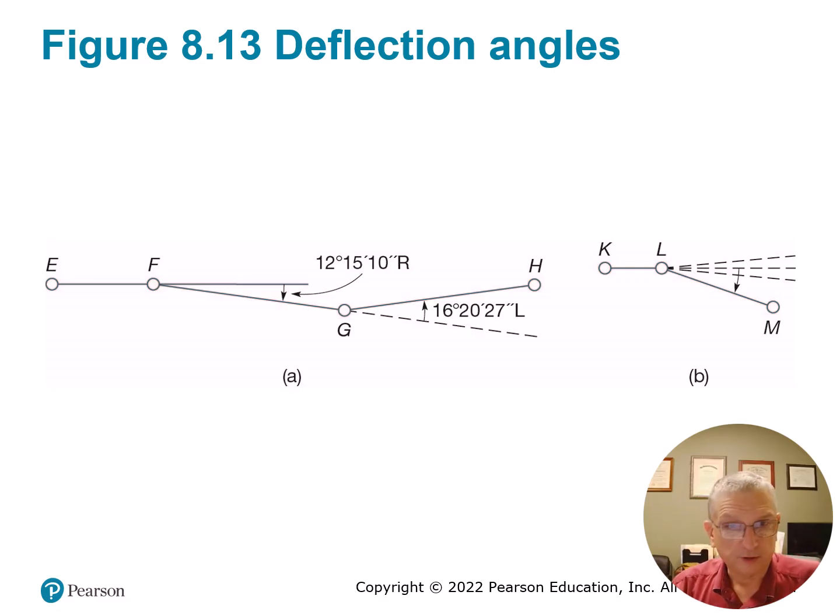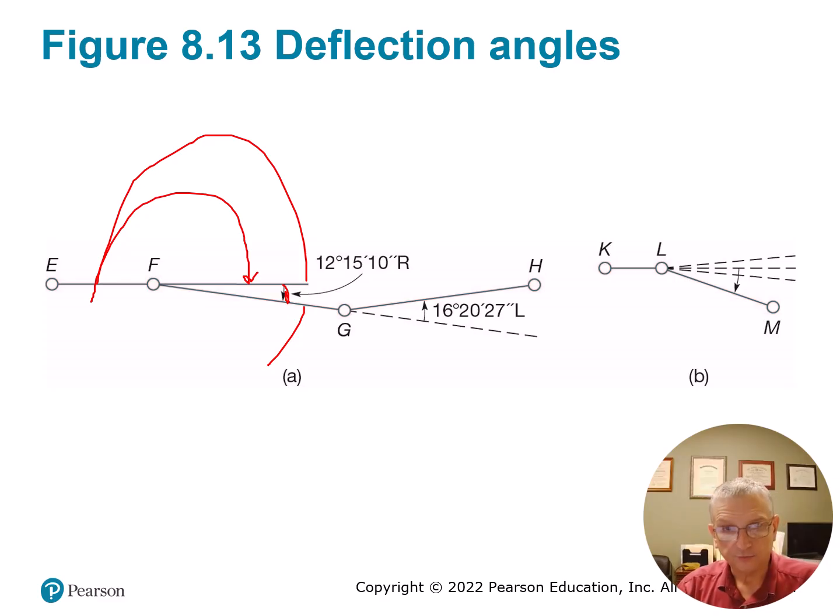Here, 8.13. Here's different ways to measure deflection angles. The book describes it fine, but here you can see that the deflection angle from F backside E to G is 12, 15, 10. That just basically means it's 192, 15, 10 is your angle right, because you're just taking this 180 degrees out of it. And of course I did draw that wrong. It's more like this. This is the 180, and then you got the 12, 15, 10. And then, if you want to look at the whole angle right, it's 192, 15, 10.